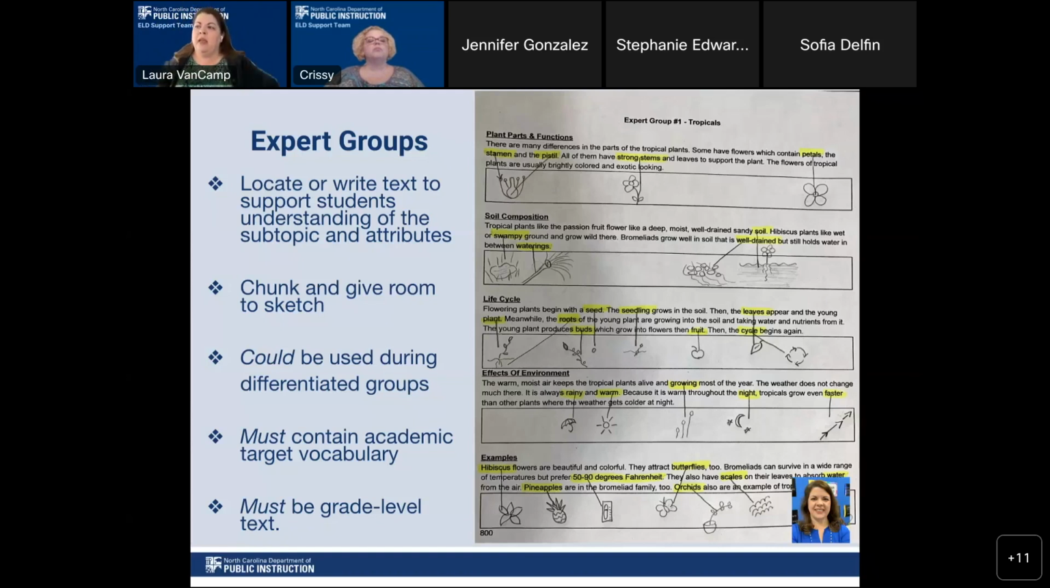And this is back to Plant Survival Unit. This is the Tropicals Expert Text. And expert texts are designed to bring more detail about each topic into the process grid.